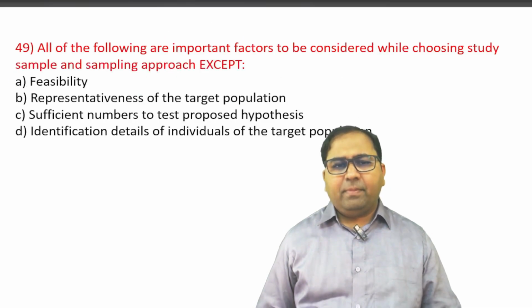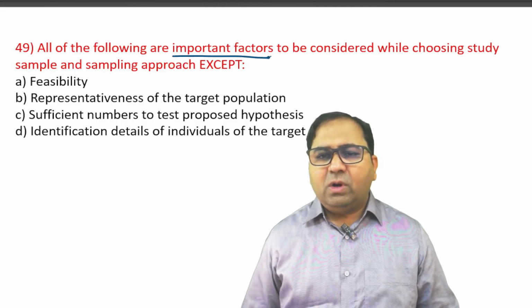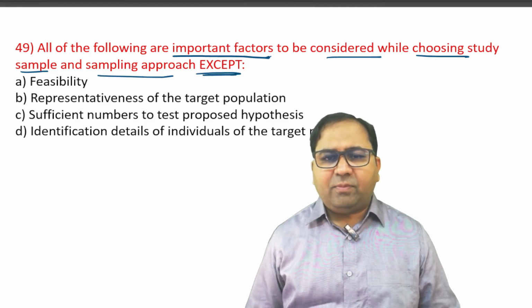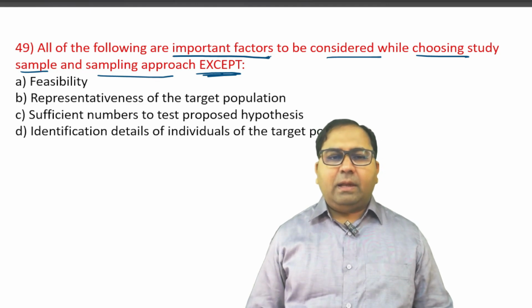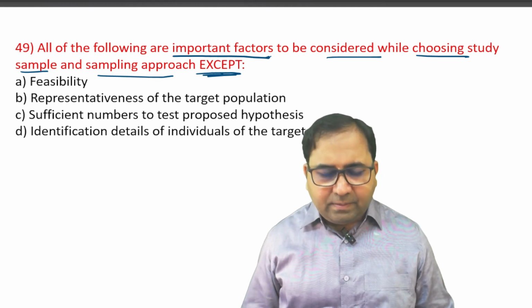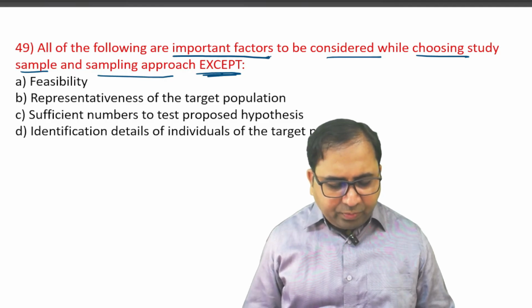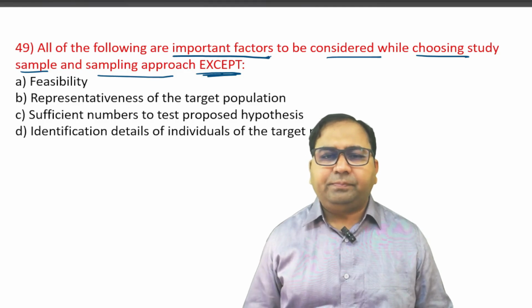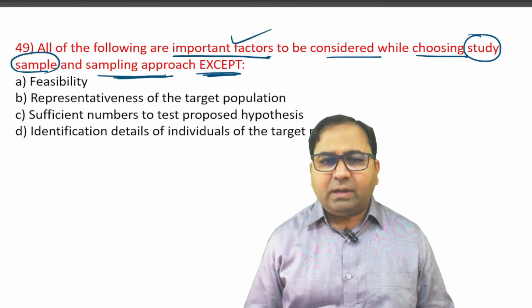Okay. Next question. All the following are important factors to be considered while choosing a study sample and sampling approach except what? The options are A. Feasibility, B. Representativeness of the target population, C. Sufficient numbers to test the proposed hypothesis, or D. Identification details of individuals of the target population. While choosing a study sample and sampling approach, all are the important factors except what? Let us see the options again.